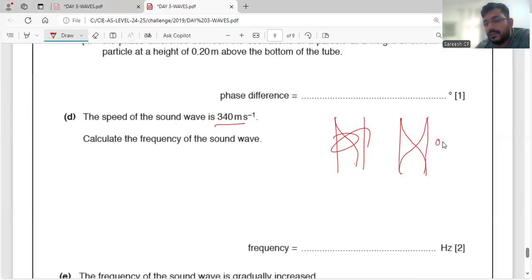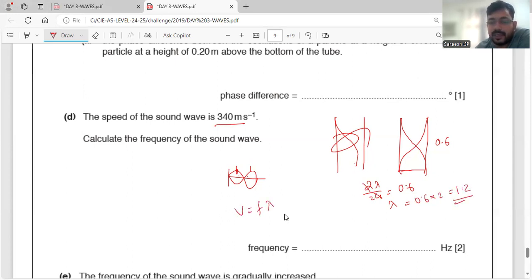So we can say that the 0.6 length is equal to, as I do like this, from one antinode to the next antinode. This is lambda by 4. This is 2 lambda by 4. So 2 lambda by 4 is equal to 0.6. So lambda is equal to 0.6 times 2, so lambda is equal to 1.2. Then V is equal to F lambda, or F is equal to 340 divided by 1.2. So you get the frequency, 340 divided by 1.2, and that is going to be 283. 283. That is also correct, I guess.